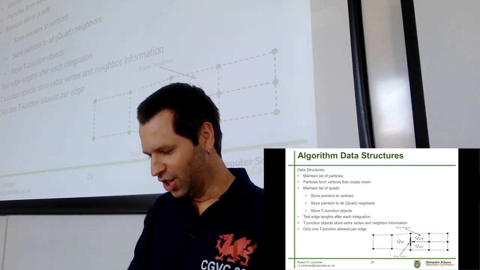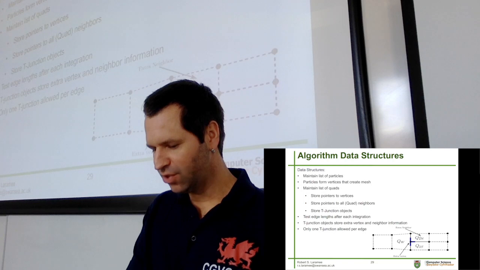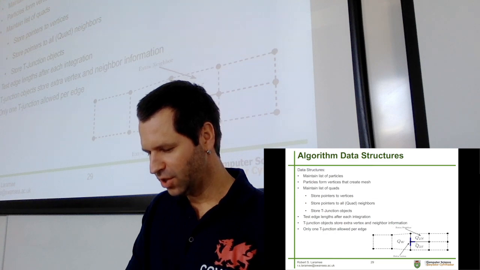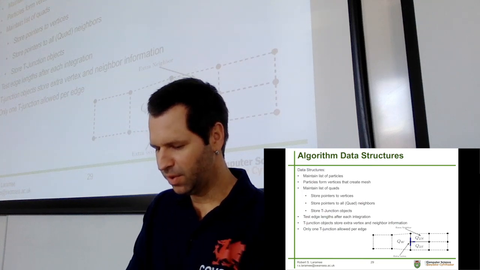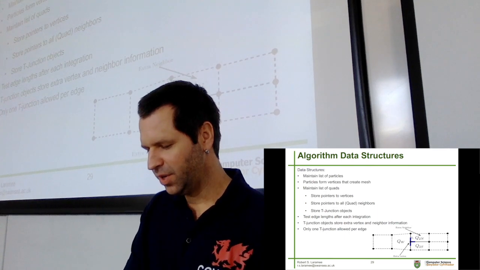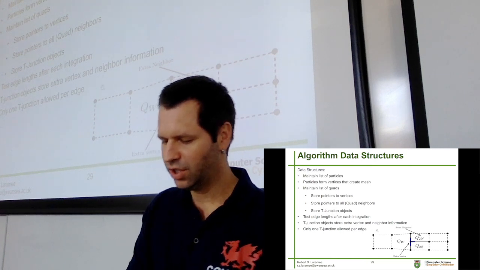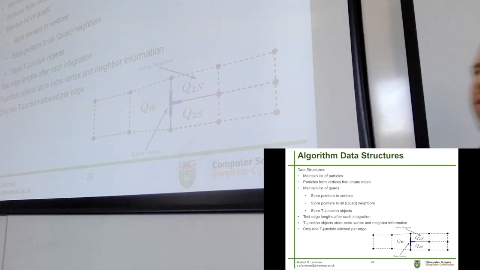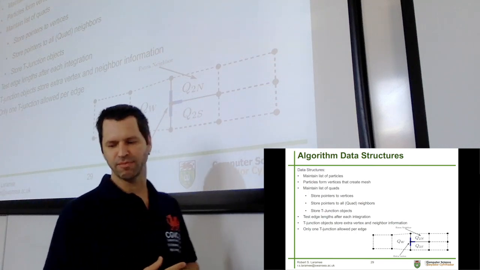So here's a T-junction, and therefore this quad has to store some extra information. So it stores an extra vertex and extra neighbor information, right? And so does this quad. So we have a northern neighbor, we have a western neighbor, we have an eastern neighbor, a southern neighbor, but we also have to store the T-junction so that we can keep track of these transitions. And we have this constraint here that only one T-junction is allowed on each edge. You can't have an edge with multiple T-junctions. That would add too much complexity to the mesh, and it would be unmanageable.